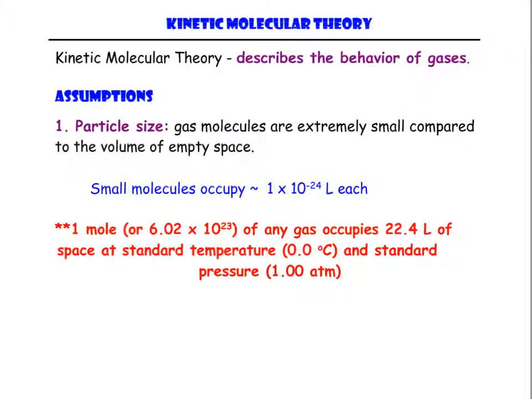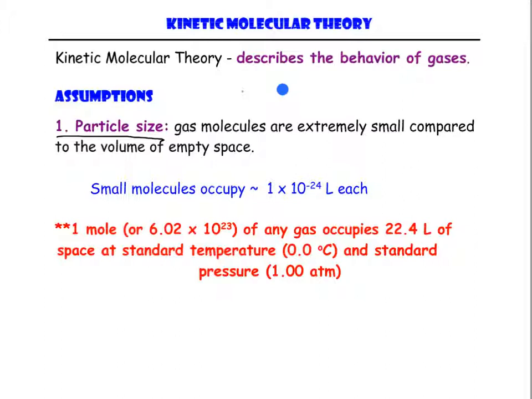So one assumption that we make is that particle size is so small compared to the amount of empty space that we don't really worry about the size of the particle. And when I talk about size of the particle, think of, say, helium. Well, helium is a very, very small gas. That would be like if a helium atom was the size of this little green dot there. And now we look at a much larger gas, such as xenon or radon. Well, the size of that particle is going to be larger.